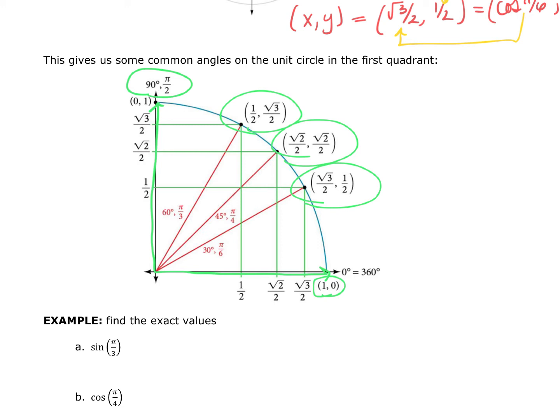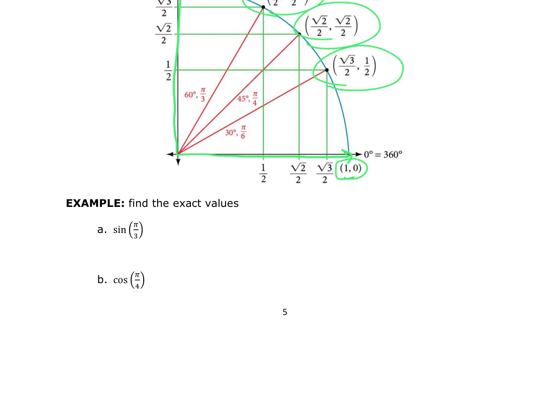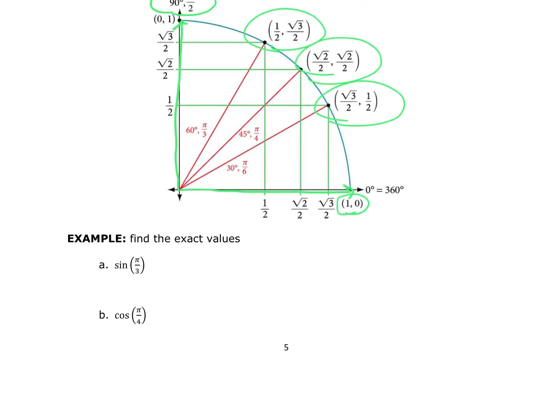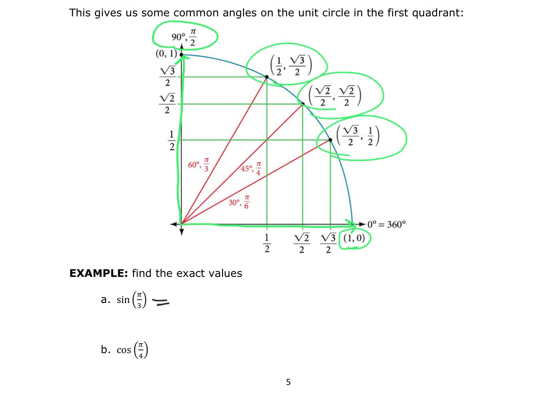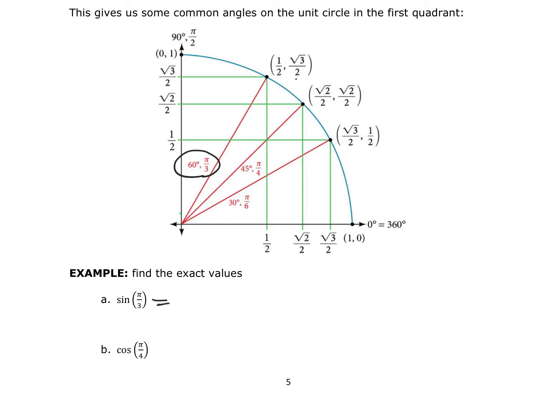So now I've found 2 of the quadrantal angles and the 30, 45, 60 as well. Or in other words, 0, pi over 6, pi over 4, pi over 3, and pi over 2. If I'm asked to find the exact values of angles that we have so far found, I can go right to my unit circle in the first quadrant. If I want the sine of pi over 3, I'm going to go to pi over 3, which is right here, and I'm going to choose my y value. So this is going to be the square root of 3 over 2.